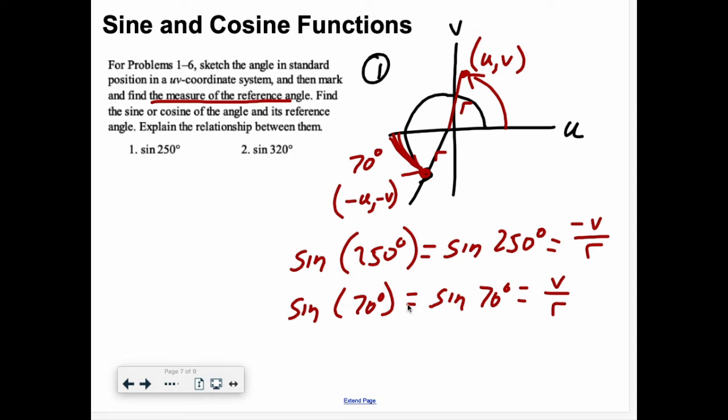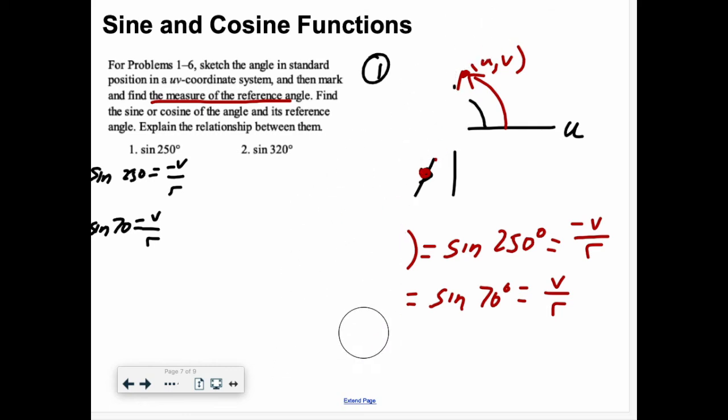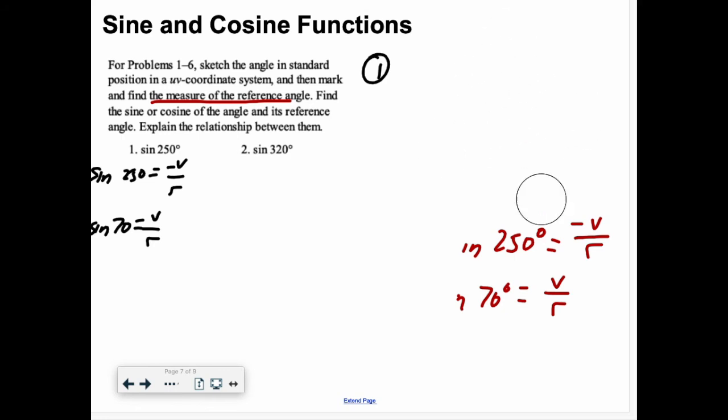Let's take a look at 2. By the way, I'm going to write sine of 250 is equal to negative v over r, and sine of 70 is equal to v over r. Just to keep that in mind for number 1. So for number 2, we're going to do something pretty similar. We're going to see something a little bit different, though.